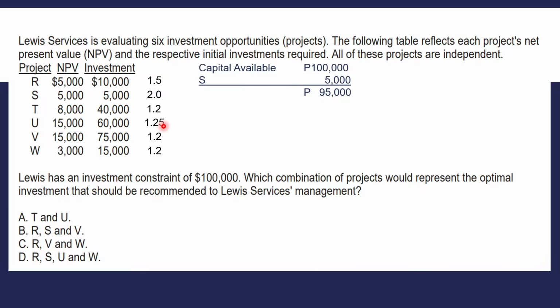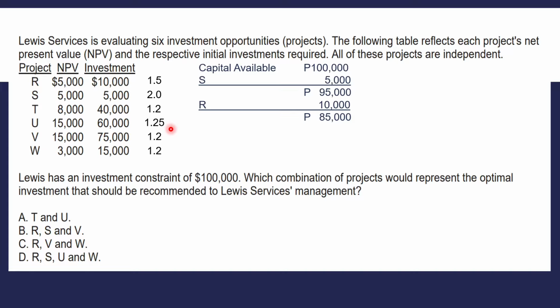So sinong number 2? Second highest PI is Project R with a PI of 1.5. You will have an additional 5,000 in your NPV using an investment of only 10K. 95K minus 10K, you still have 85,000. Para masulit natin yung paggamit ng pera habang dinadagdagan natin yung NPV, unahin natin yung may pinakamataas na PI, no? So pag capital constraint, no, kulang yung ating pondo, isipin nyo lagi, kunin nyo yung pinaka-PI muna, no? Pinakamataas yung PI.